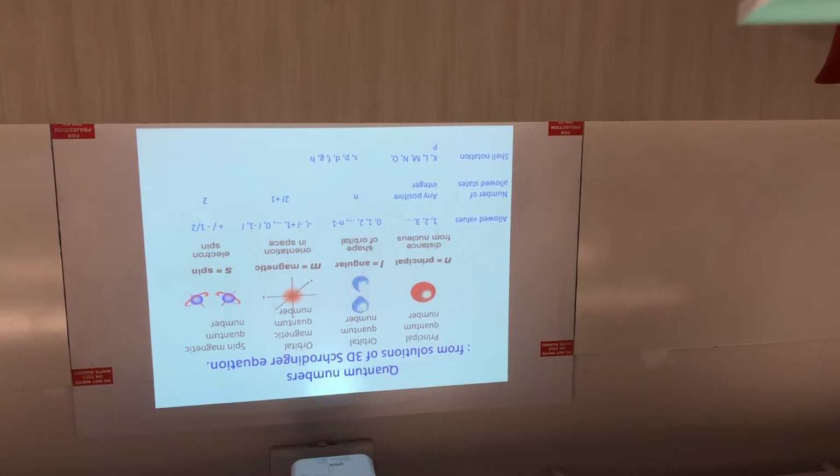So we first start with the principal quantum number. The principal quantum number is those energy levels we used in our previous tutorials as well as in our previous discussions. This is the energy level, for instance.